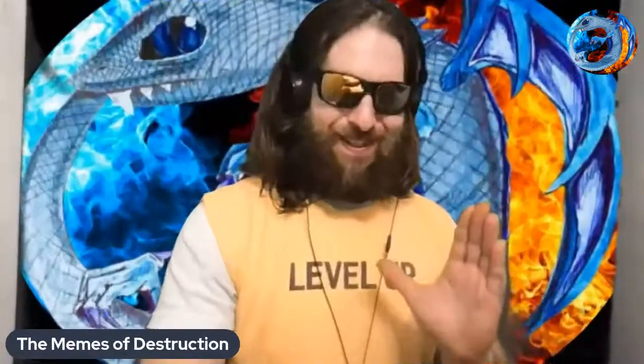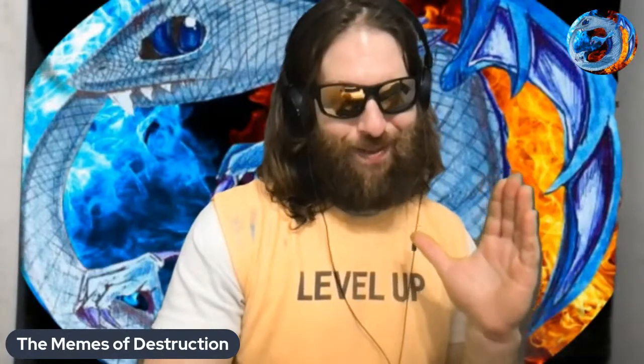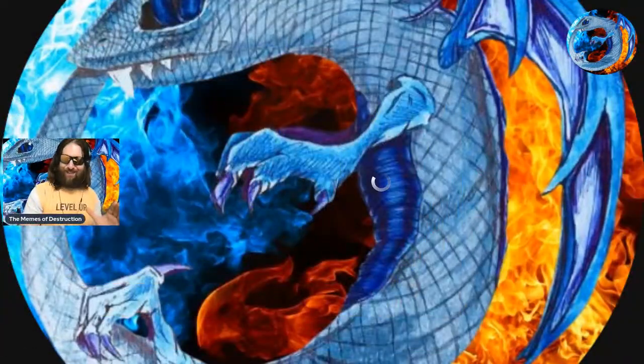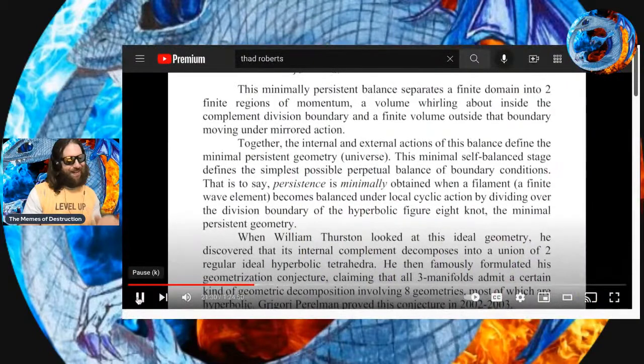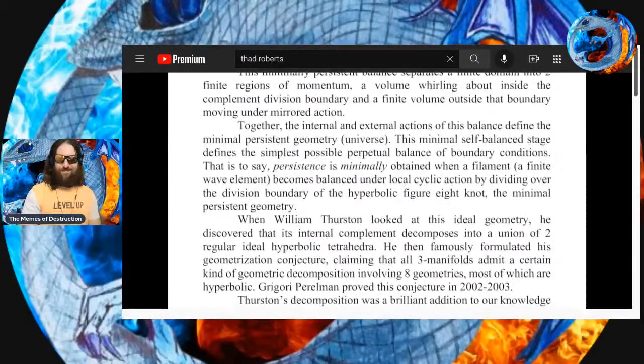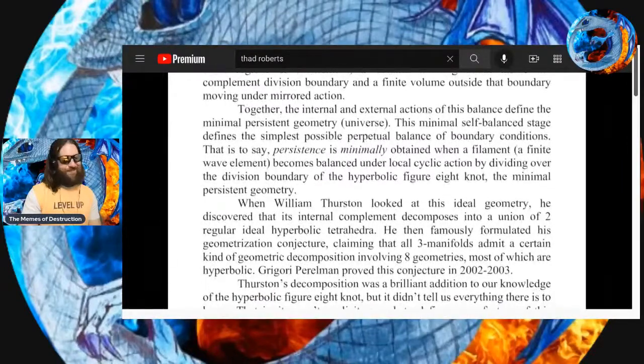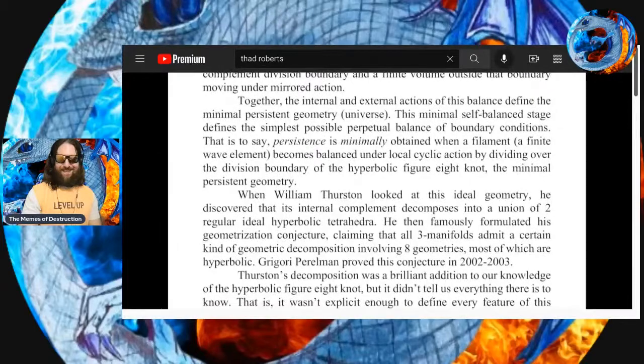Now, again, I'm not saying that this explains everything. I'm just saying I think this might explain many things. To continue explaining things, continue, Thad. Element becomes balanced under local cyclic action by dividing over the division boundary of the hyperbolic figure 8 knot. The minimal persistent geometry. That's fascinating.